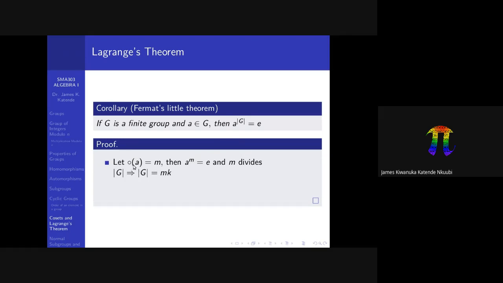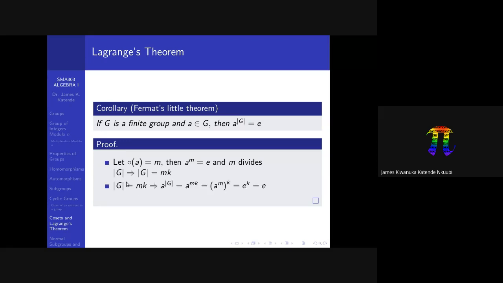First of all, we let the order of A be equal to M. By definition, if the order of A is equal to M, it means A raised to M should be equal to the identity element. Now, we have seen earlier that the order of A must divide the number of elements in the group. So M must divide the number of elements in G, and since M is a factor, we can write the number of elements in G as a multiple of M. So we can write it as MK, where K is another integer.